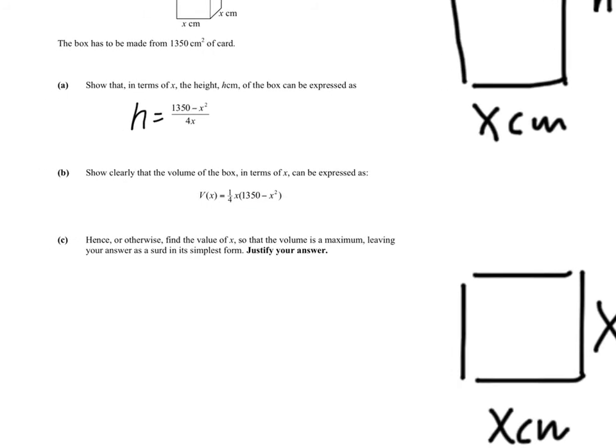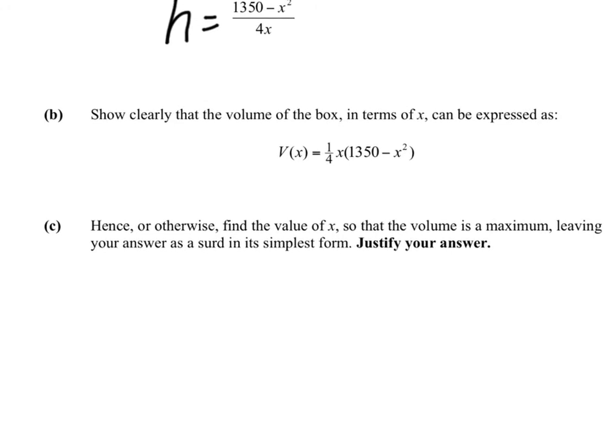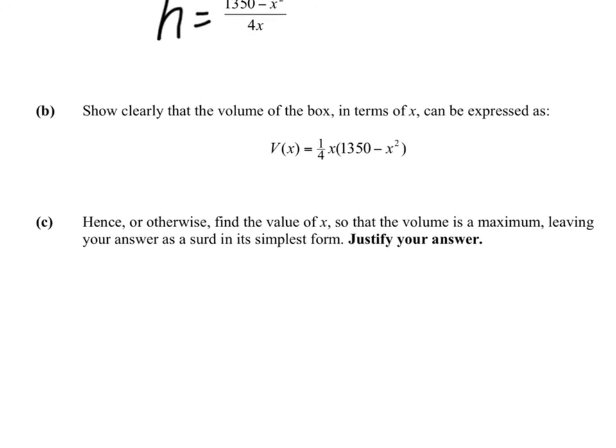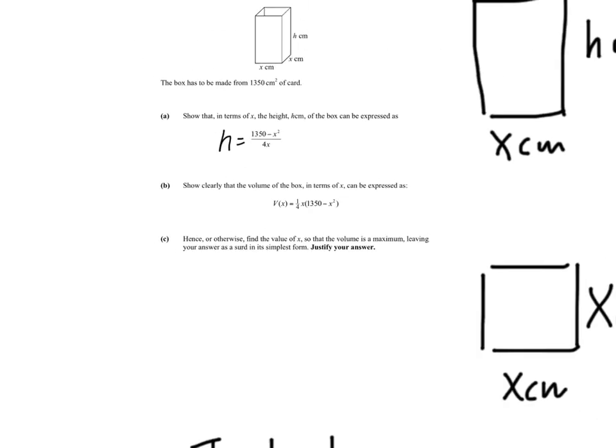Part C asks us, hence or otherwise, find the value of x so that the volume is a maximum, leaving your answer as a surd in its simplest form and justify your answer. So what we've got here is our volume formula, which we have just shown. We want to find out where it's a maximum. So as soon as you think of that, you should be thinking that we're trying to find a stationary point. And to find a stationary point, we'll need to differentiate the thing we have here. So we'll do that over here.